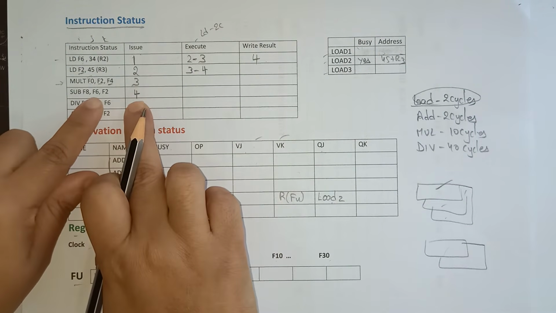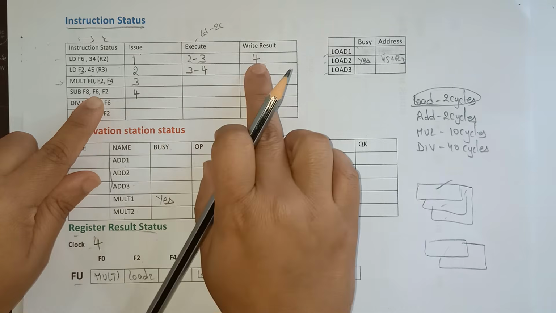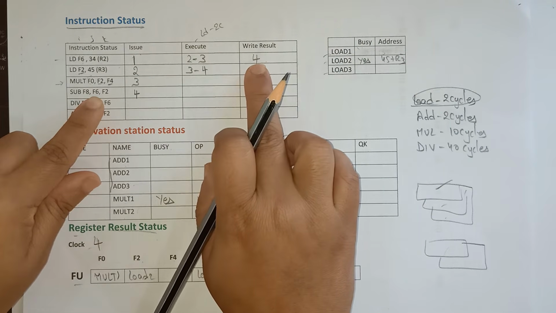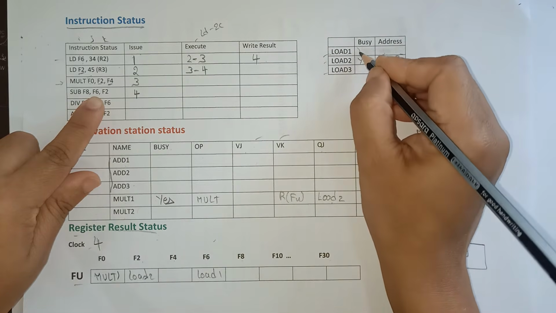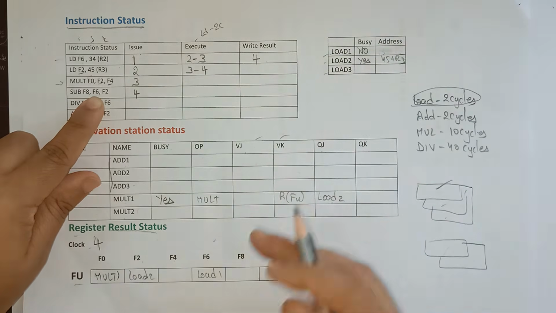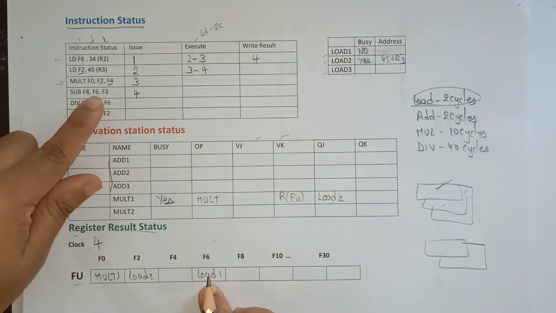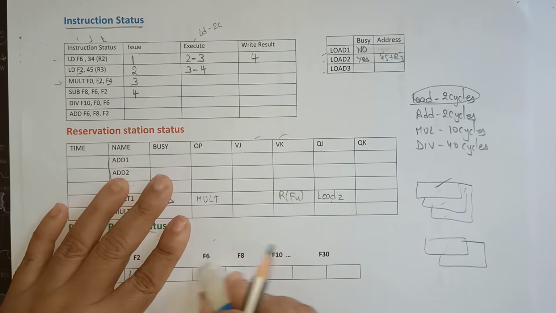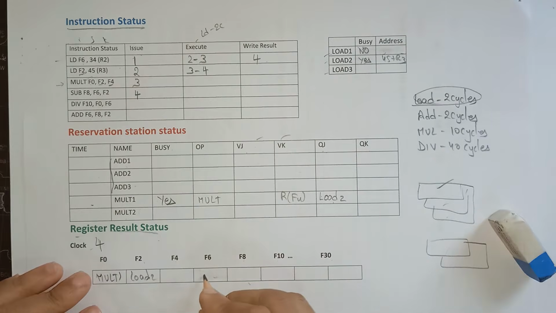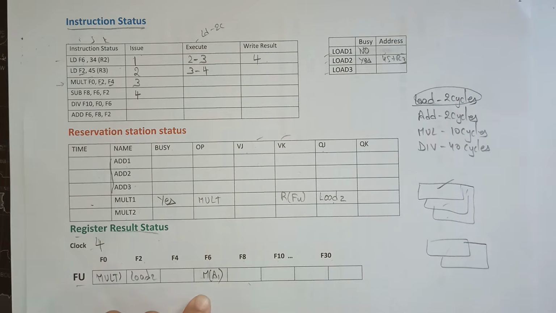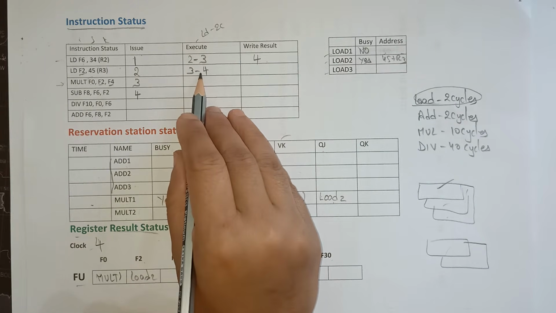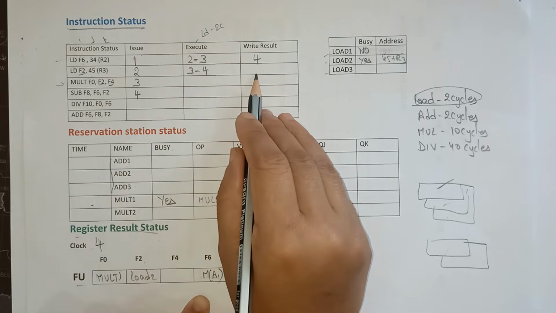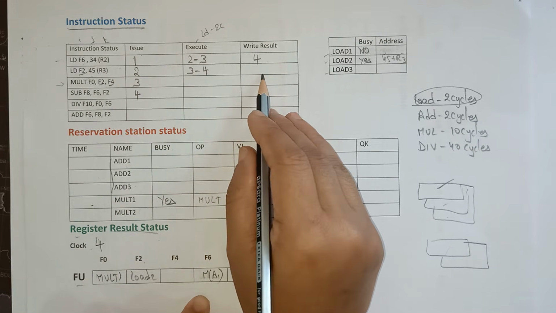Subtraction started at the fourth cycle. And this Load 1 is free. Whenever it is free, erase this. Remove this. Load 1 is not busy now. Okay, and write the value for Load 1 here: memory of A1. And Load 2 has started its execution and is trying to complete it, but it does not write the result here.